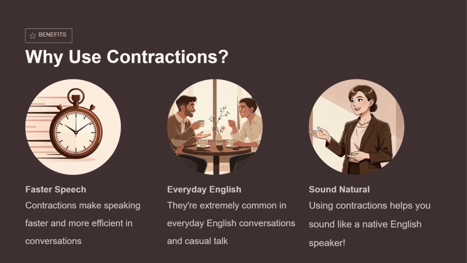Why use contractions? Well, it helps you have faster speech. Contractions make speaking faster and more efficient in conversations. They're extremely common in everyday English conversations and casual talk. And you can sound natural. Using contractions helps you sound like a native English speaker.